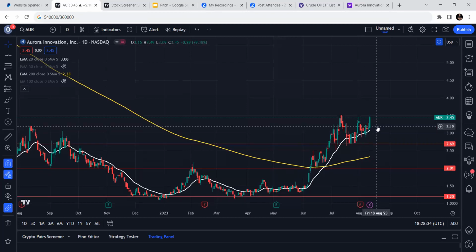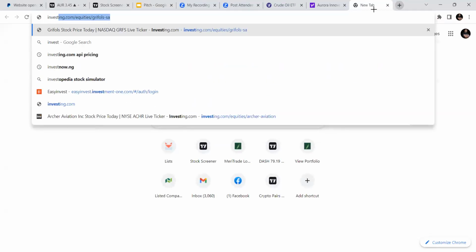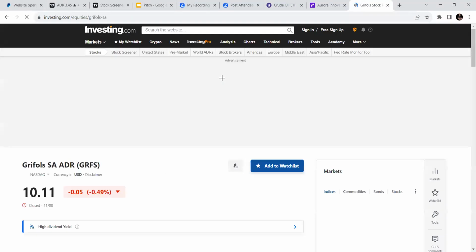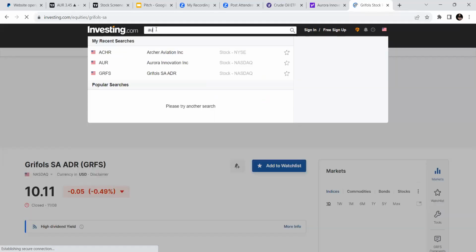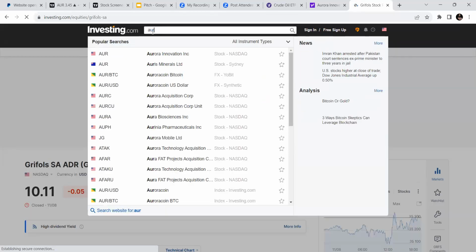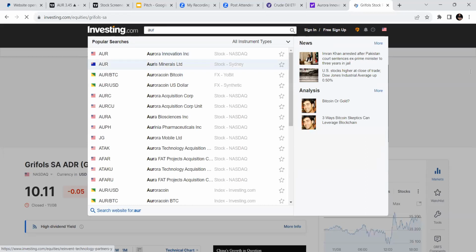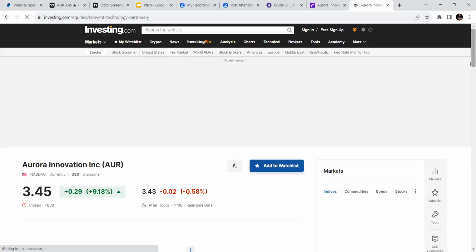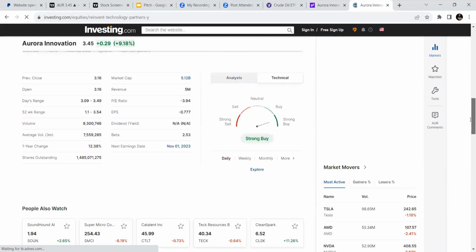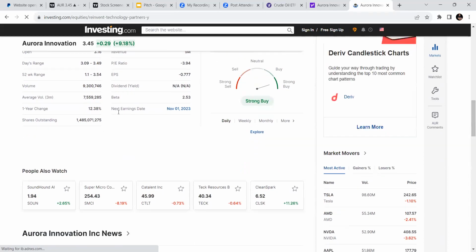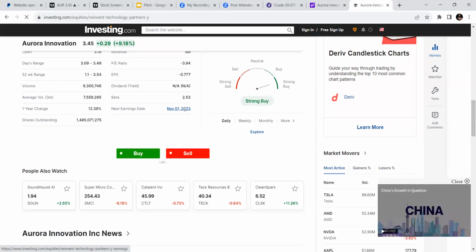Pullbacks are buy opportunities. But one of the caveats is that I do not want to buy the stock when it's about to release its financial year results. So what I do is I will quickly go to investing.com. What am I doing in investing.com? I want to see when the company will release its financial year, its next quarterly results. Then I'll come here, look at AUR. AUR's next earnings date is November.